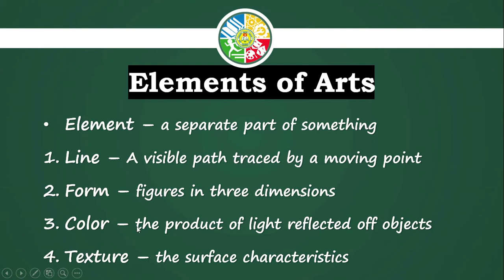So again, the following are the different elements of art. Elements meaning these are important parts of an artwork. The line, form, color, or texture. Form is actually for three-dimensional, no? It is not for visual art. But anyway, if we want to relate an element to visual art such as drawing and painting, we will be having another element.